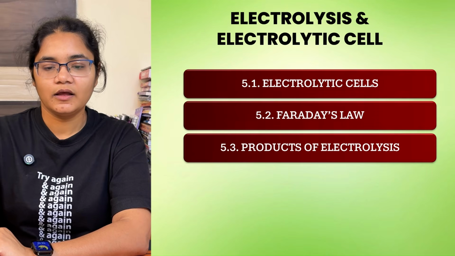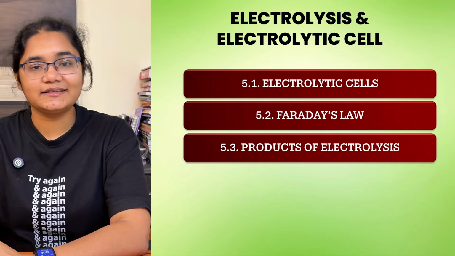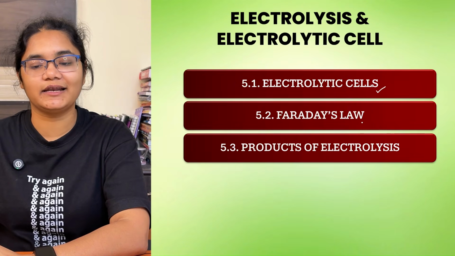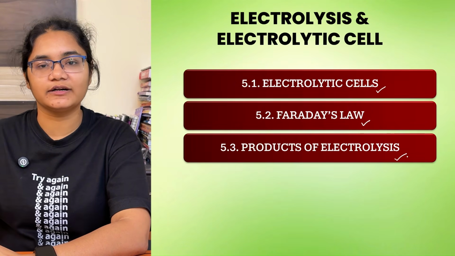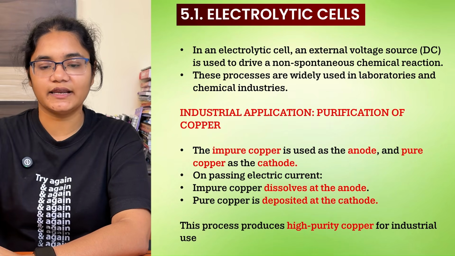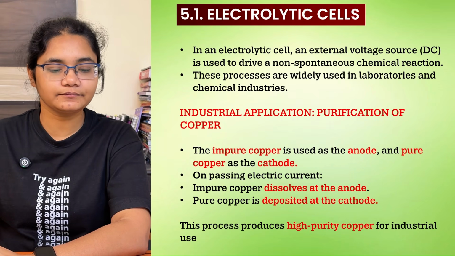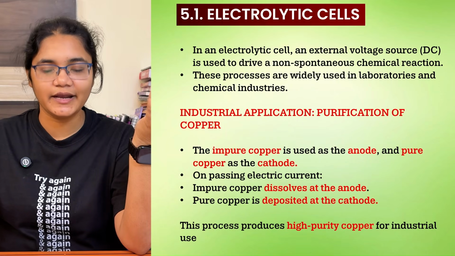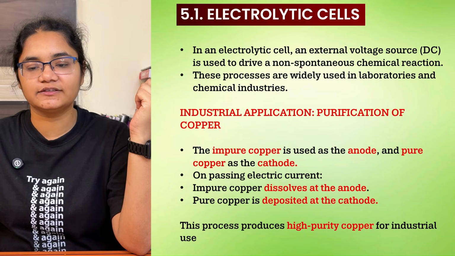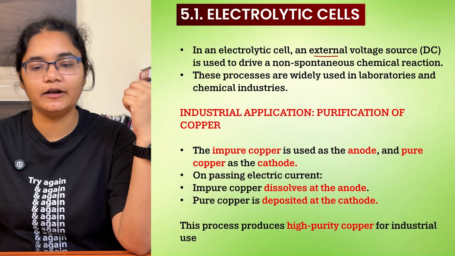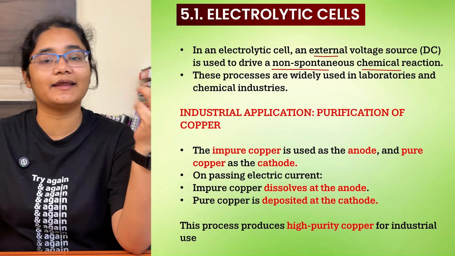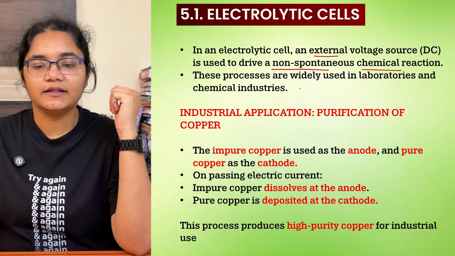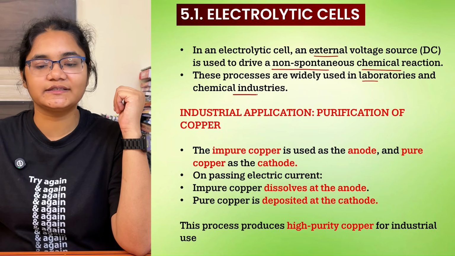Okay, now let's talk about electrolysis and the electrolytic cell. First of all, we'll understand what an electrolytic cell is, what Faraday's law is, and then the products of electrolysis. See, we have understood what a galvanic cell is. An electrolytic cell is just the opposite of that, right? So in an electrolytic cell, an external voltage or source is provided due to which a non-spontaneous chemical reaction takes place. Means here electrical energy is converted to chemical energy. These processes are widely used in laboratories and chemical industries.